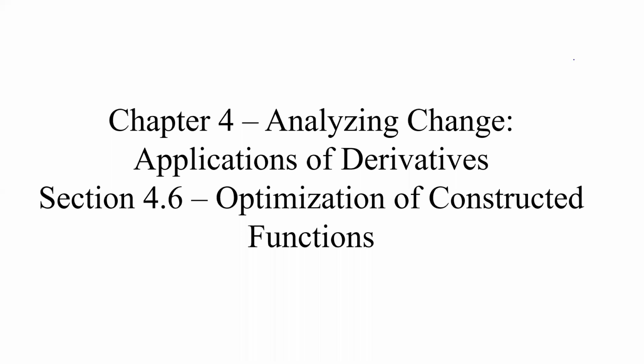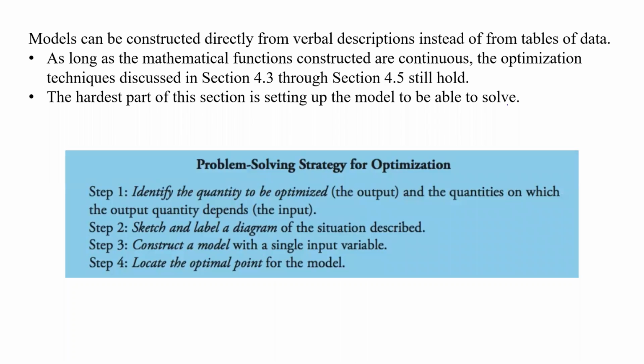All right, so we're in chapter 4 on analyzing change, applications of derivatives. Now this is section 4.6 on optimization of constructed functions. So models can be constructed directly from verbal descriptions instead of tables of data like we've been doing.